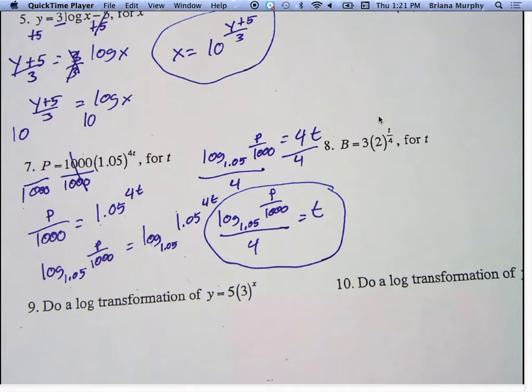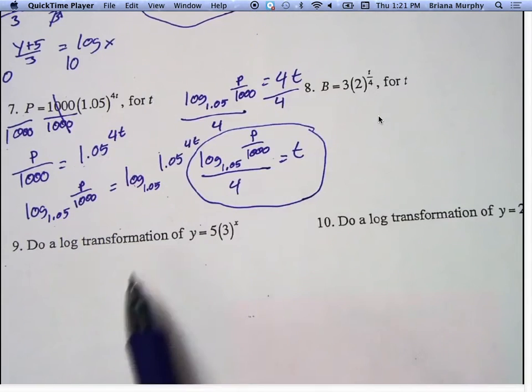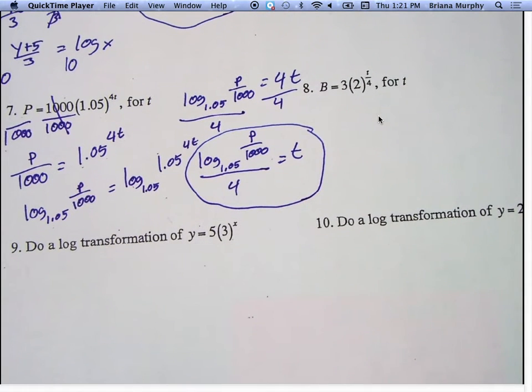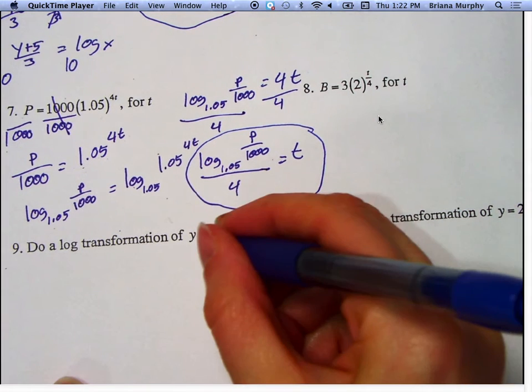All right. We're going to do a log transformation for this one. Y equals 5 times 3 to the x, and we're going to solve for x. So what's the first step I have to take? Is there anything being added or subtracted to it? No. Is there anything being multiplied or divided by it? Yes. What? 5. Divide by 5.